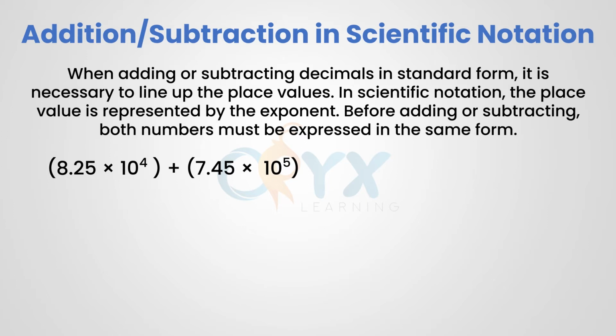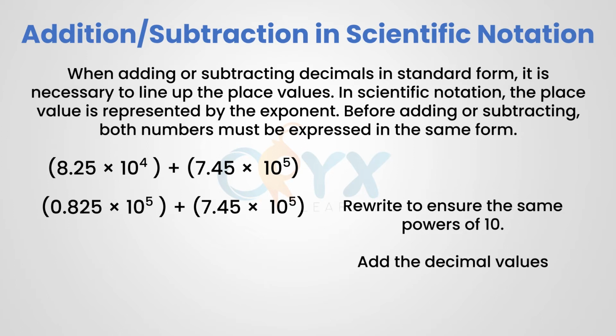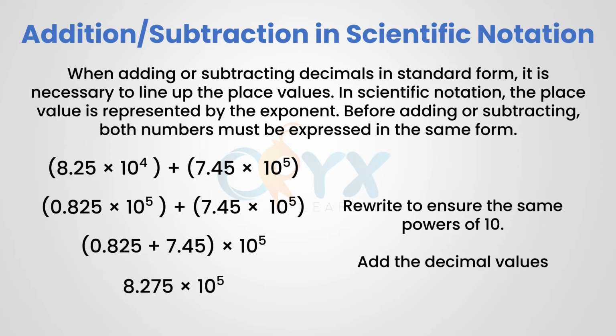First, we need to make the exponents the same, so we can rewrite to ensure that they have the same powers of 10. In this case, 8.25 times 10 to the fourth became 0.825 times 10 to the fifth. Now that the powers are the same, add or subtract the numbers in front. 0.825 plus 7.45 will give us a value of 8.275. So 8.275 times 10 to the fifth will be our final answer.